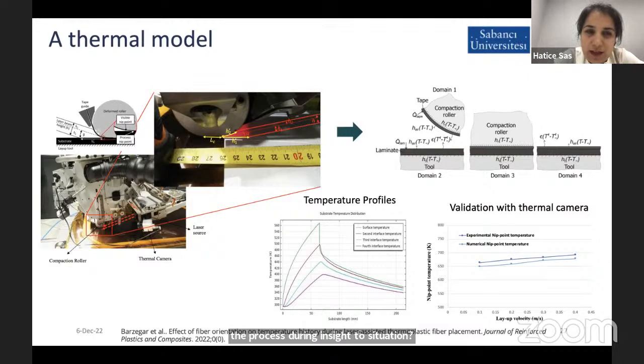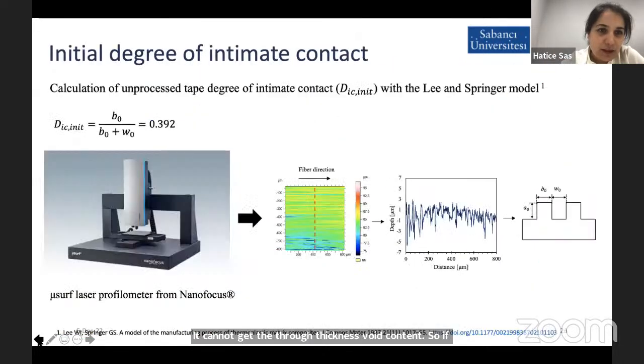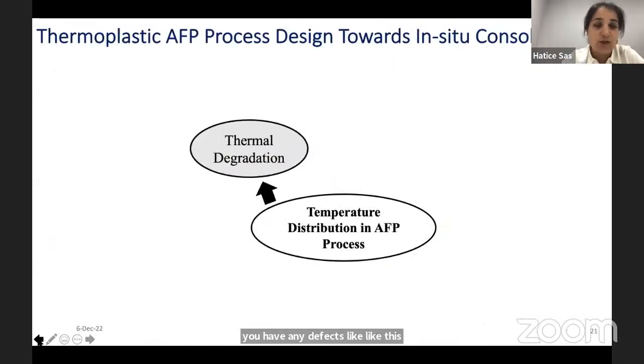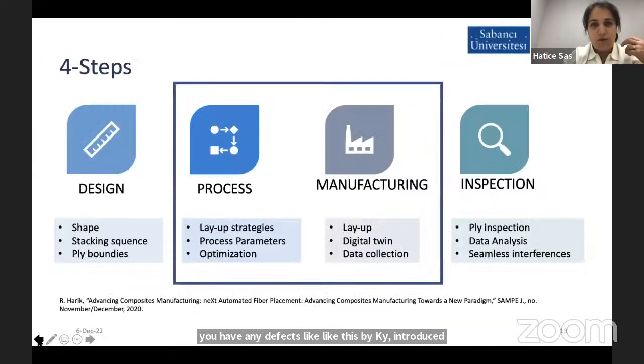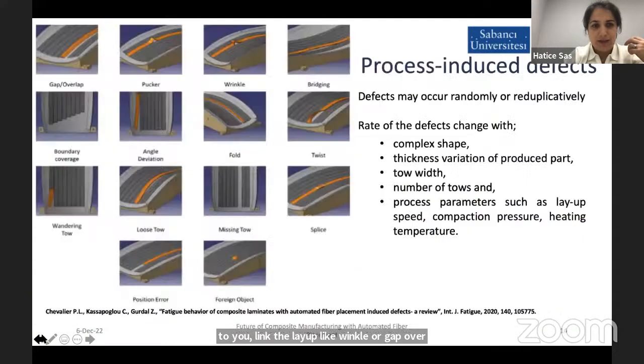Especially with the laser heads, we are going to temperatures like 400. So any technique that we implement needs to be compatible with that high temperature. No one can be in the room during the layup. And any smart mechanism cannot get the true thickness or void content. But if you have any defects introduced during the layup, like wrinkles or gaps and overlaps, they can be observed and prevented throughout the process.